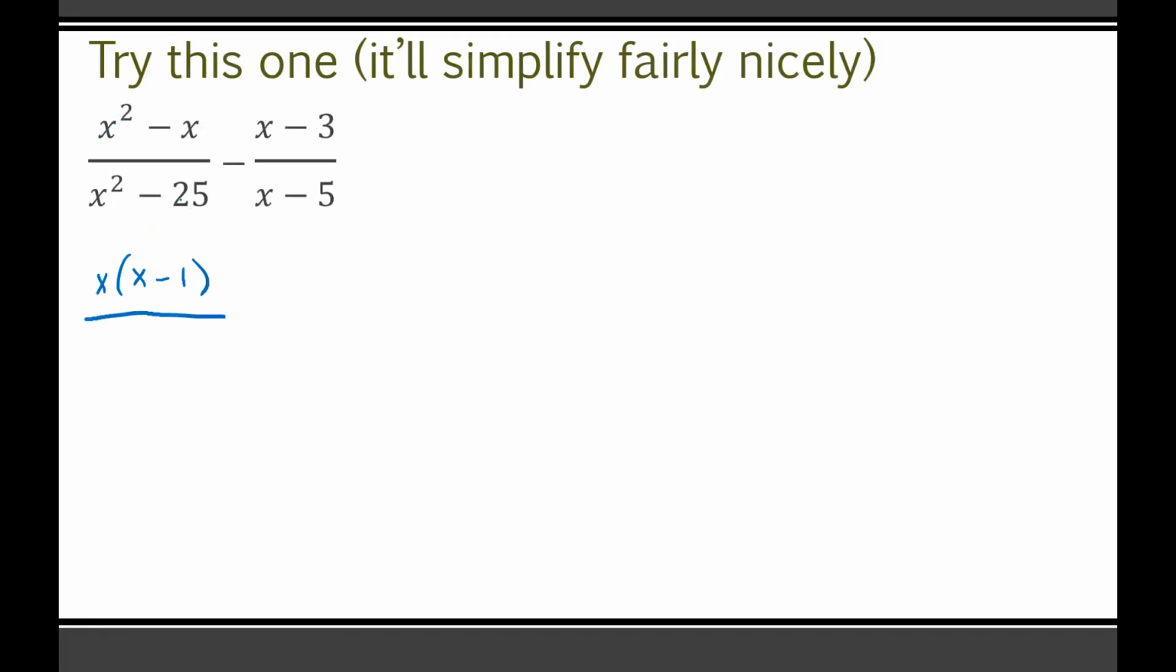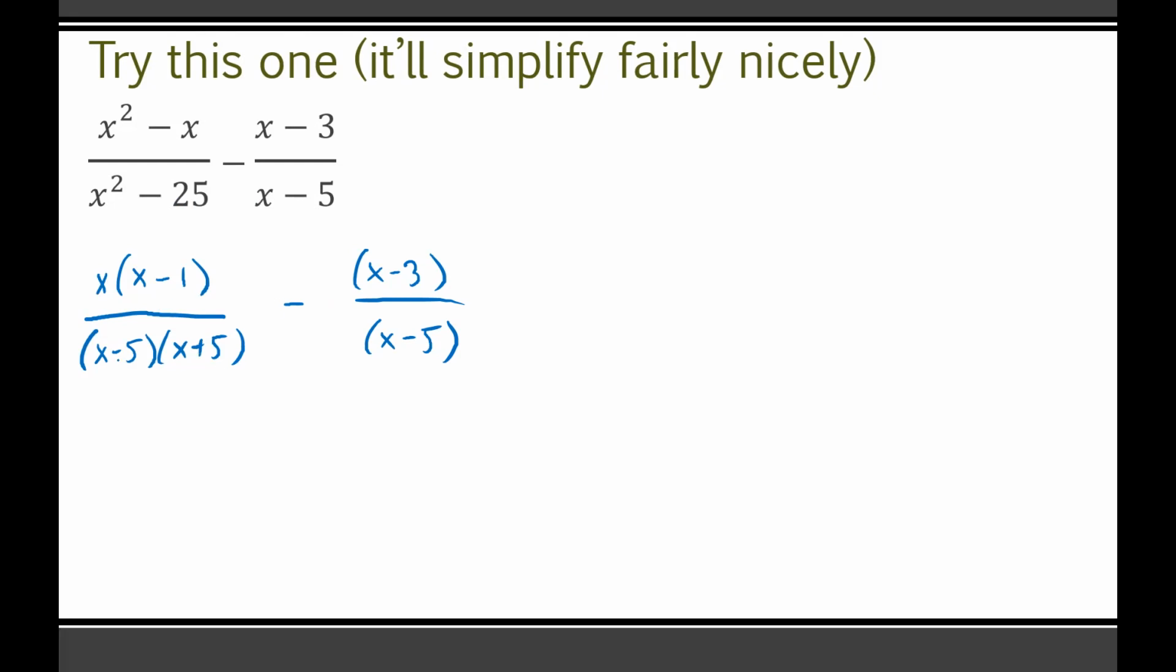Over x squared minus 25, that's a difference of squares. Both of those are square rootable, so that's going to be x minus 5 times x plus 5. And we're subtracting x minus 3 over x minus 5. I just threw brackets in there because why not? It doesn't really hurt anything.